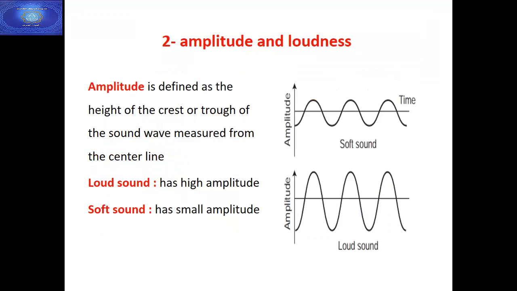Second characteristic of sound is loudness. Loudness depends on the amplitude. And amplitude, if you remember, is defined as the height of crest or trough of the sound wave measured from the center line. Loud sound means it has high amplitude. Soft sound means it has a small amplitude. So loudness and amplitude are directly proportional. From these diagrams, first one is soft sound because its amplitude is small. Second diagram refers to loud sound because its amplitude is high.